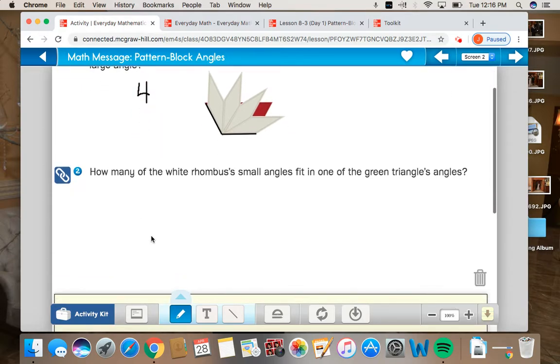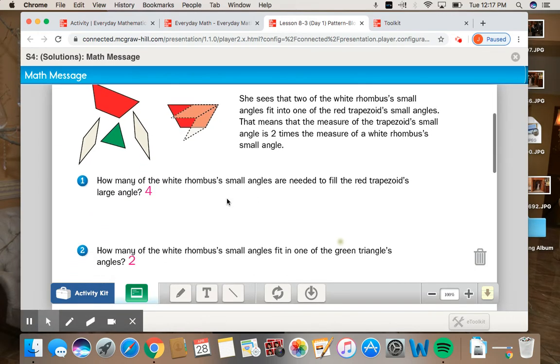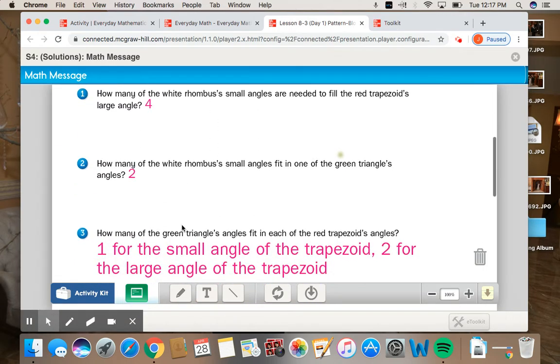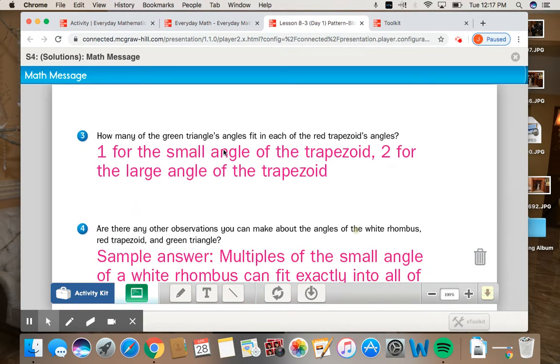Number 2, how many of the white rhombus's small angles fit in one of the green triangle's angles? So I'm going to show you the answers, reveal that to you. So number 1, we got 4. Number 2, you should have gotten 2. Number 3, how many of the green triangle's angles fit in each of the red trapezoid's angles? So for the small angle of the red trapezoid, you should have gotten 1. And for the large angle of the red trapezoid, you should have gotten 2.